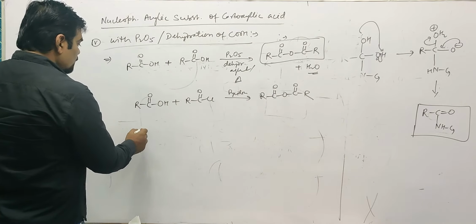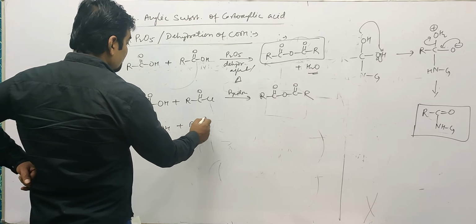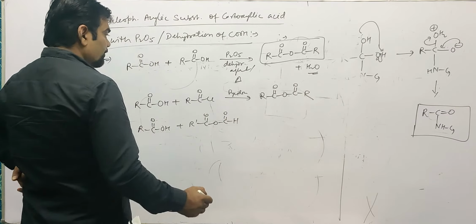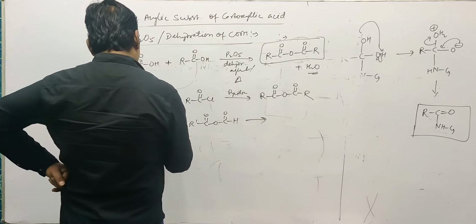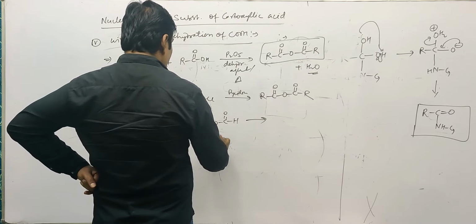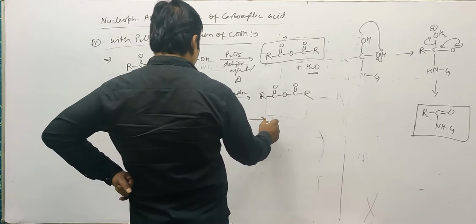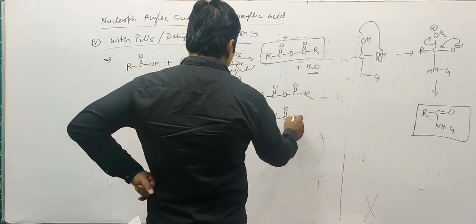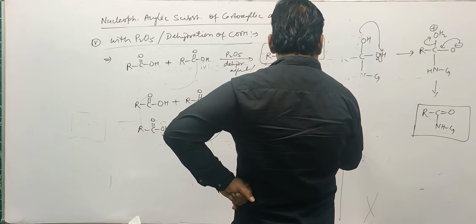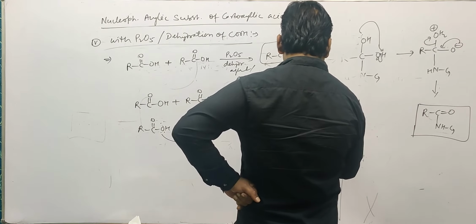Another method is, suppose we use RC double bond OH with R dash C double bond O, OC double bond O, and over here hydrogen. If you heat them, what will happen? This electron pair approaches this carbon, which has more electrophilicity. This bond is transferred, this will return back. So it will become RC double bond OH plus RC double bond O attached with C double bond OH. This is the anhydride exchange reaction.